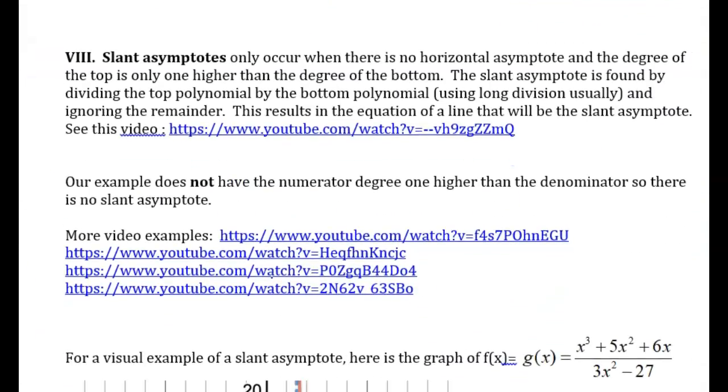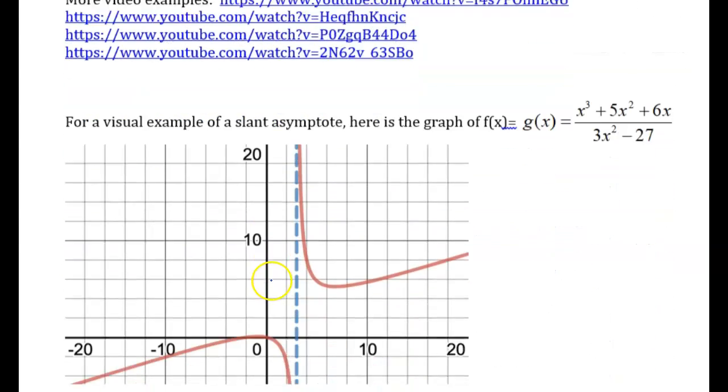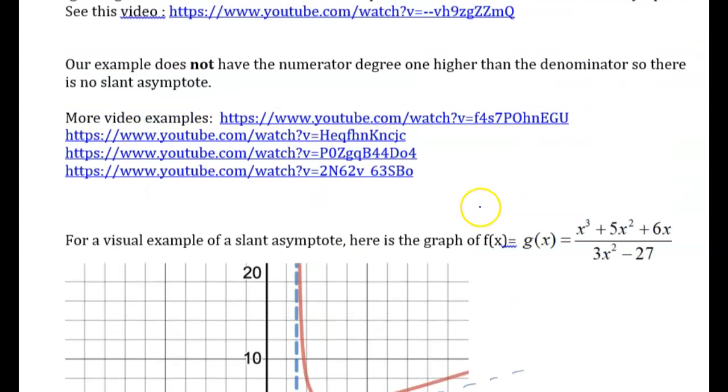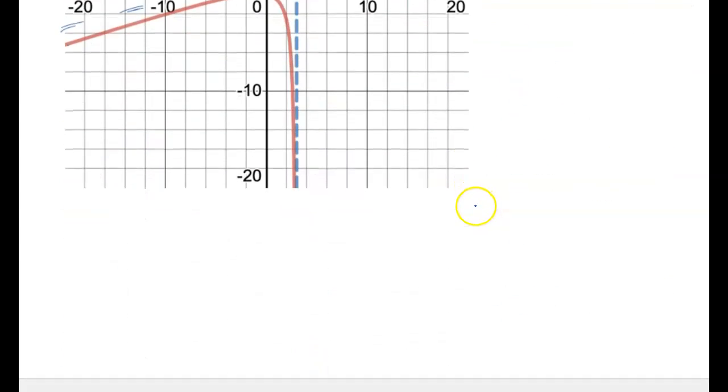And slant asymptotes are also in these notes. We're not going to do those, but if you look at the bottom of the notes, there are some examples of that. And here's a visual of a rational function that has a slant asymptote. The slant asymptote would basically be the line that the end behavior follows. The end behavior does go down to negative infinity as x goes to negative infinity and y goes to positive infinity, but it follows this line, and they call that a slant asymptote. I'm not going to hold you responsible for that, though, but just in case you were curious.